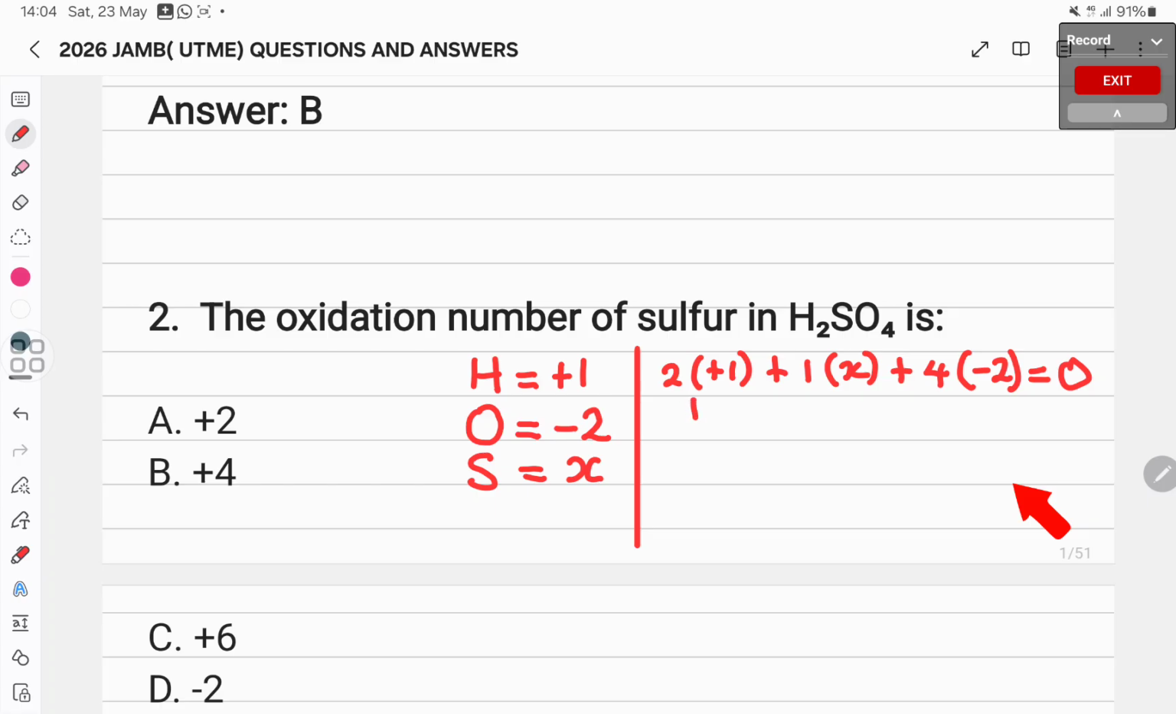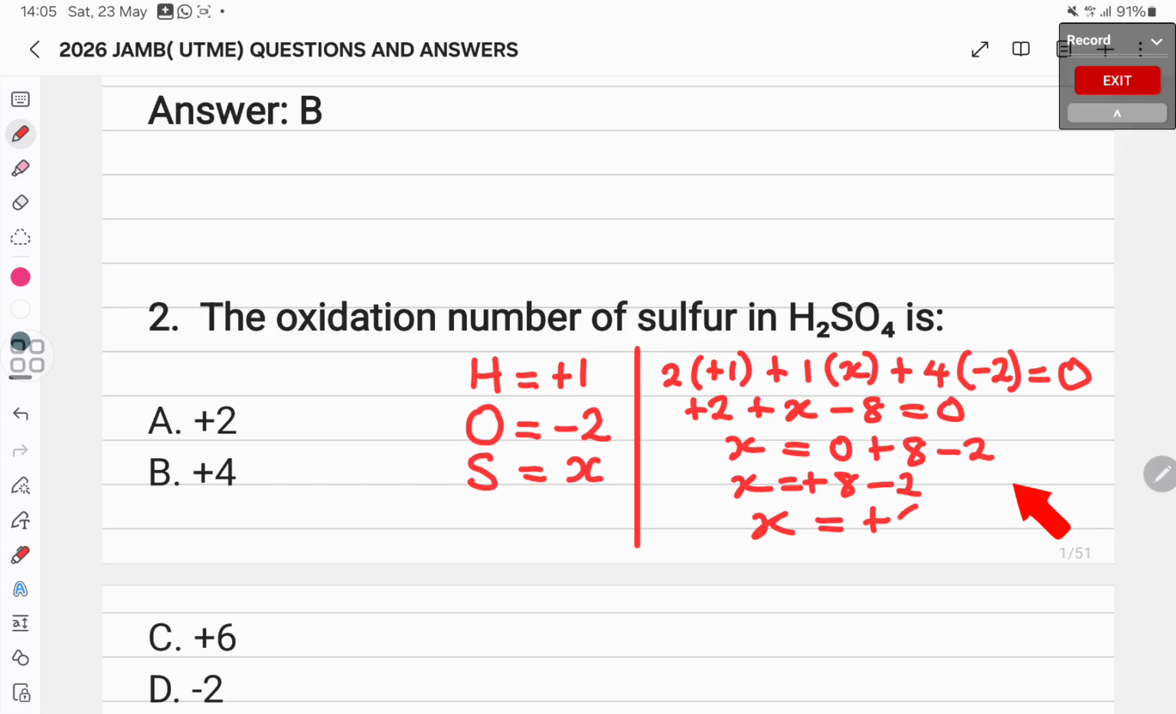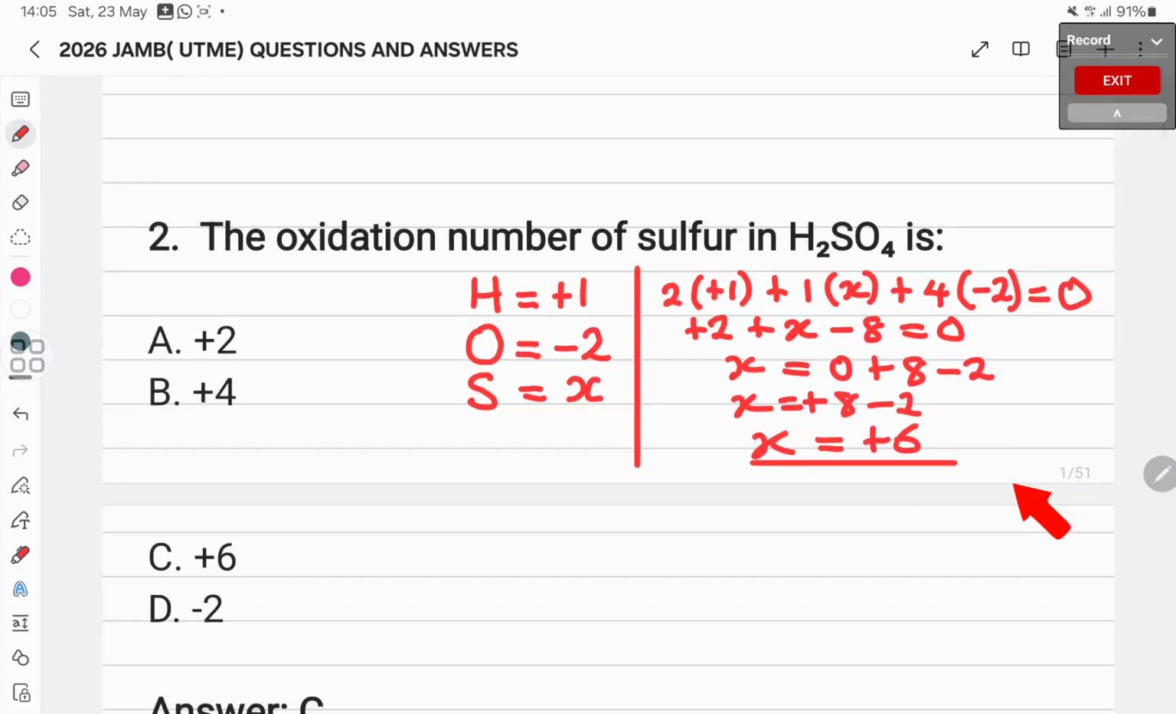So we work it out further: +2 + X - 8 = 0. And this will give us X = 0 + 8 - 2. When you carry the numbers to the other side, their sign will change. And here we are going to have +8 - 2, and the answer is +6. So it means the oxidation number of sulfur in this compound is +6.